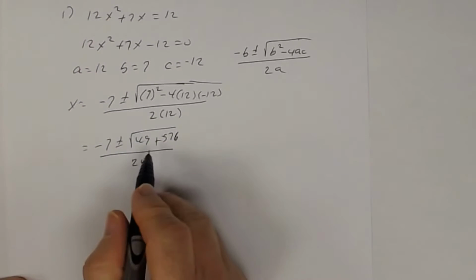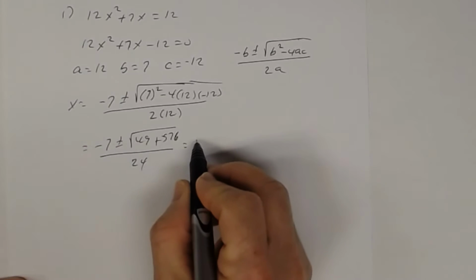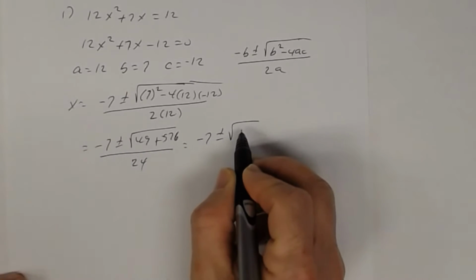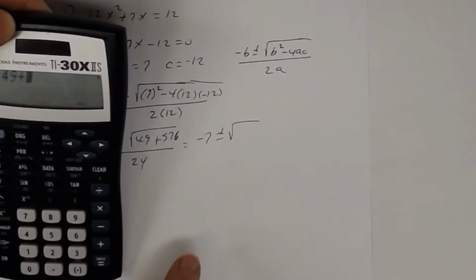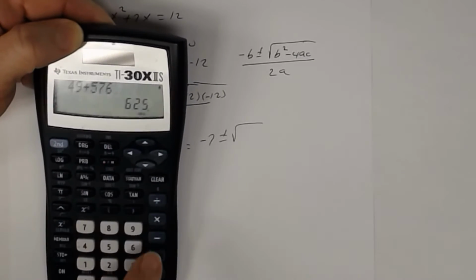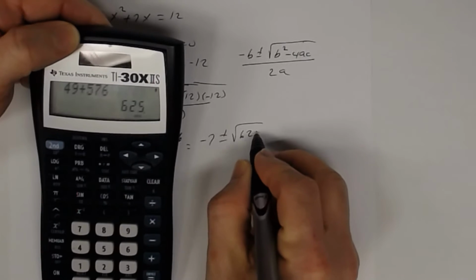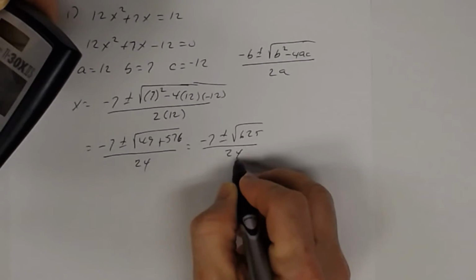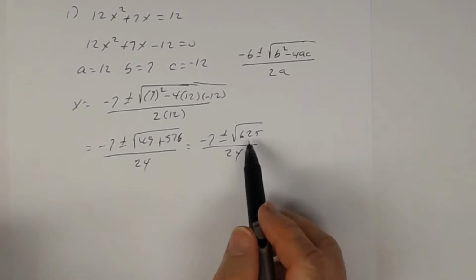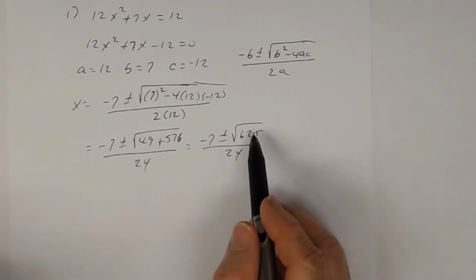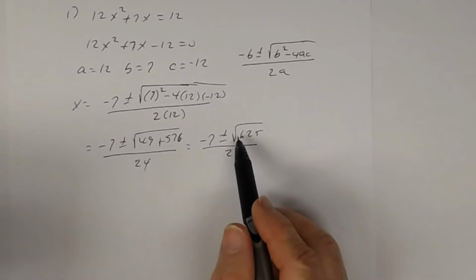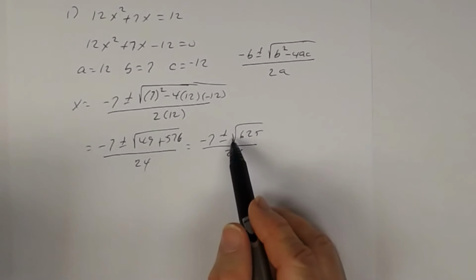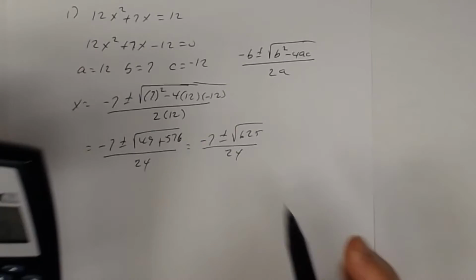All right, now let's go ahead and add these two numbers together. So I get negative 7 plus or minus the square root of, using my calculator, 49 plus 576 equals 625, divided by 24. Now at this point what I would do is ask myself, is this radicand a perfect square? One way to do that is to take the square root of 625 and see what you get.